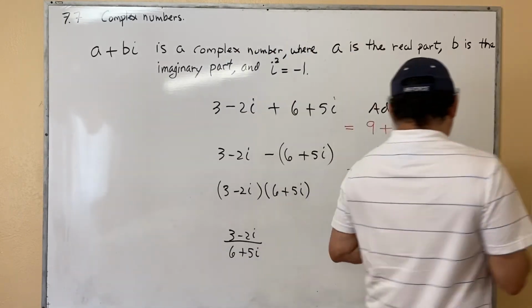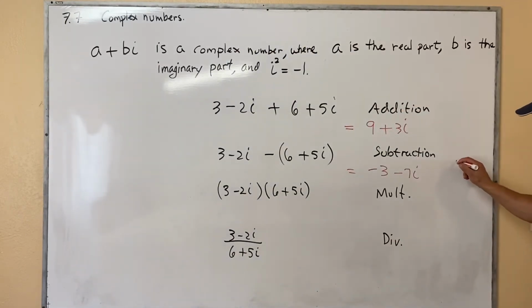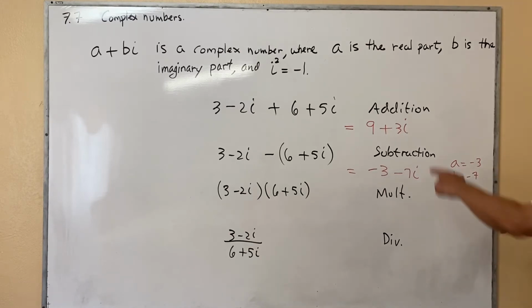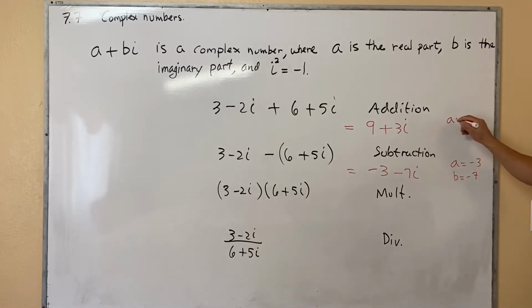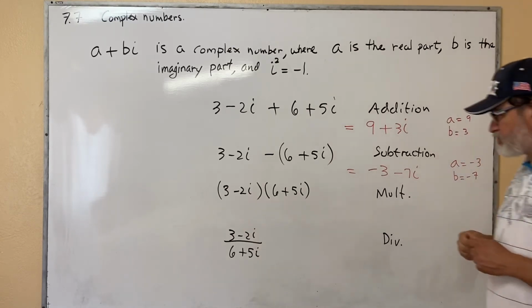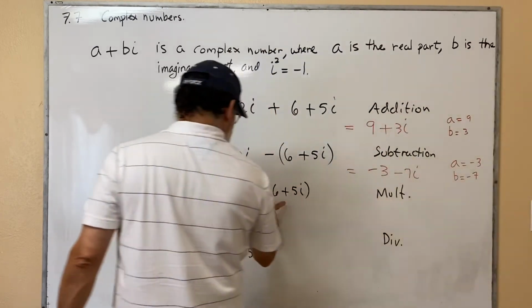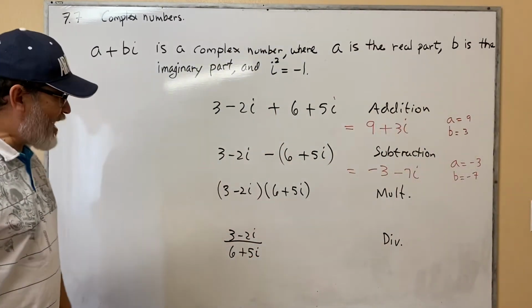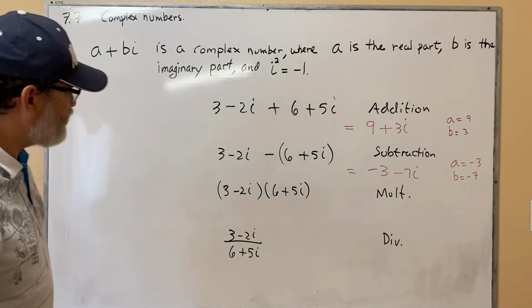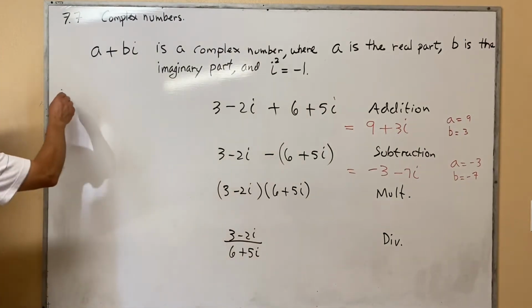Look, what is a here? A is negative 3. What is b there? B is negative 7. What is a there? A is 9. What is b? B is 3. Okay? Let's do those two. I'm going to need room for those two. No problem. Let me do it here.